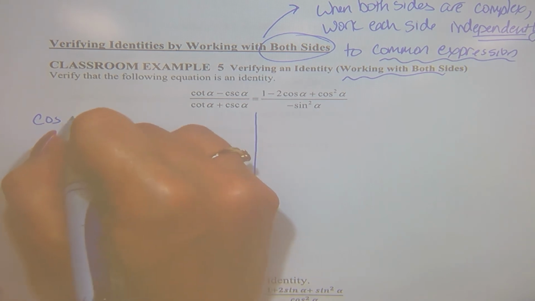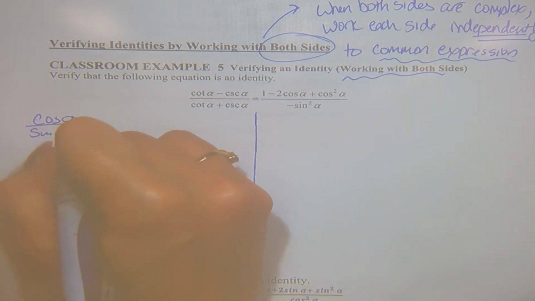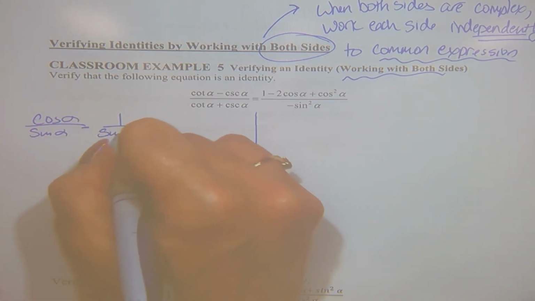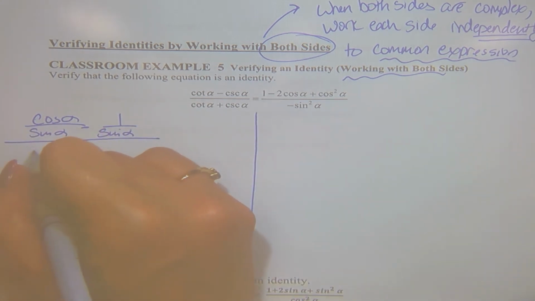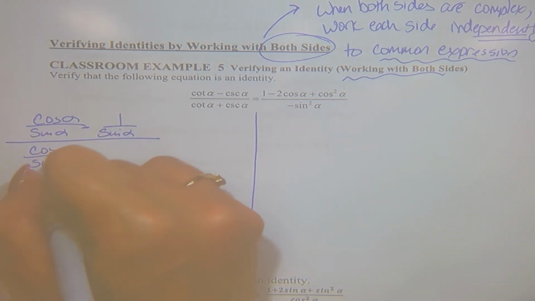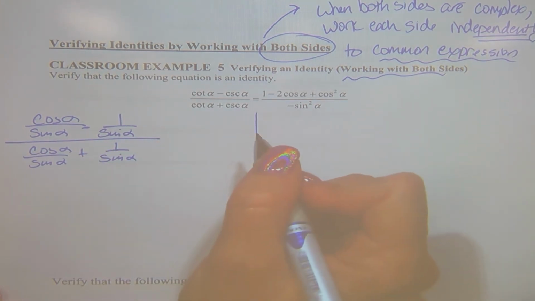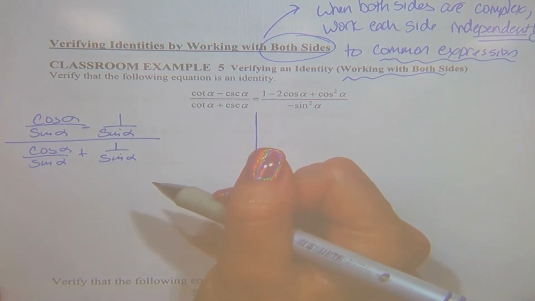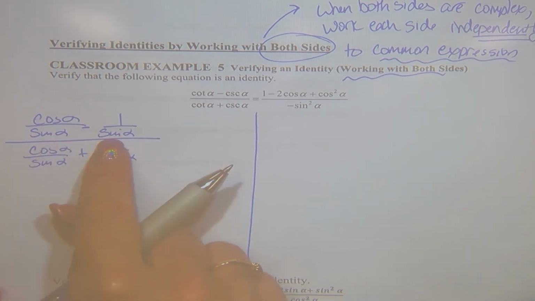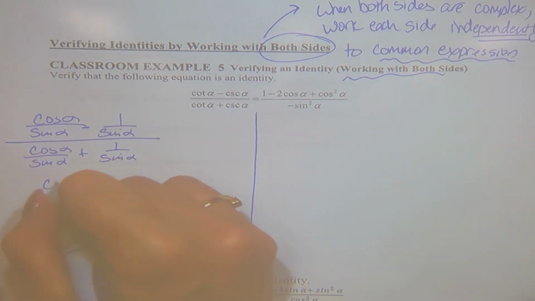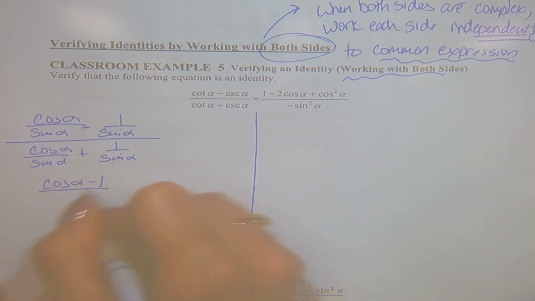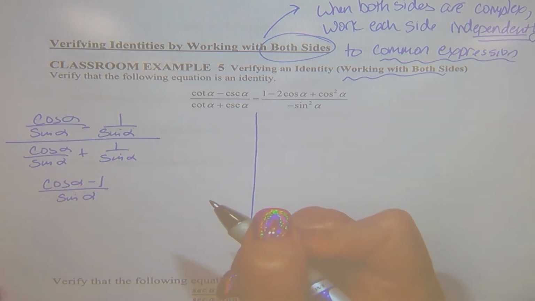So I've got cosine alpha over sine alpha minus 1 over sine alpha, and then in my denominator, cosine alpha over sine alpha plus 1 over sine alpha. And notice that my numerator and denominator both have the same common denominator there. So I'm going to have cosine alpha minus 1 over sine alpha.